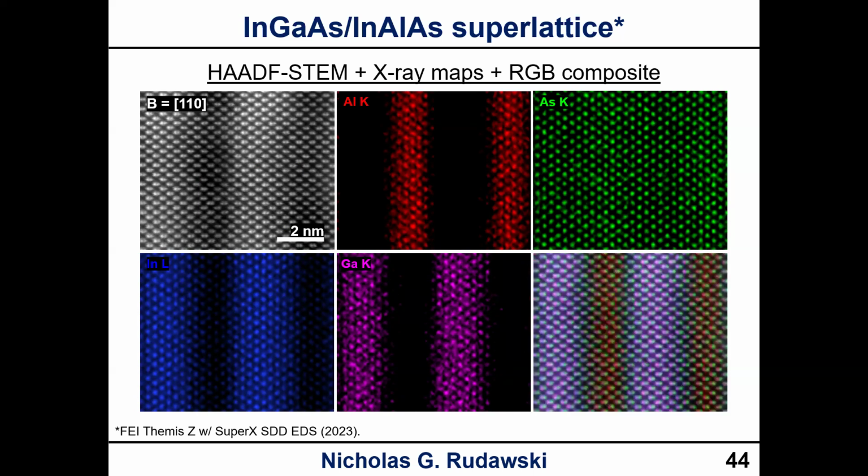So one of the interesting things we see is that we have the arsenic sublattice continuous as we switch between the 2 layers, right? So as we switch from the indium gallium arsenide to the indium aluminum arsenide, we have perfect continuity of the arsenic sublattice, okay? Which we would probably expect, right? Because they're both arsenides, but we can actually prove this by doing this mapping itself, okay?